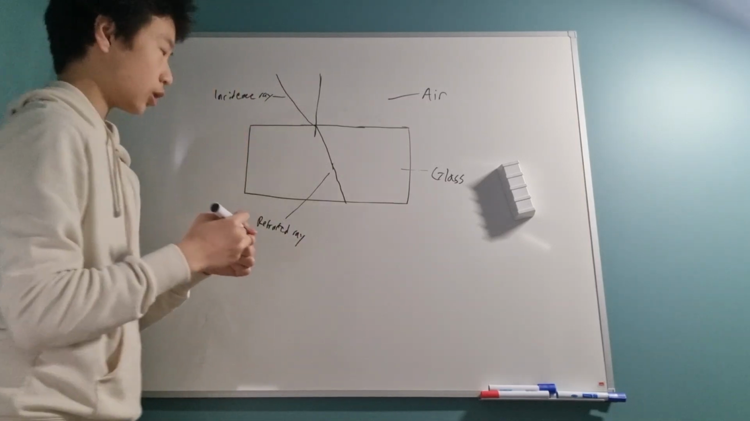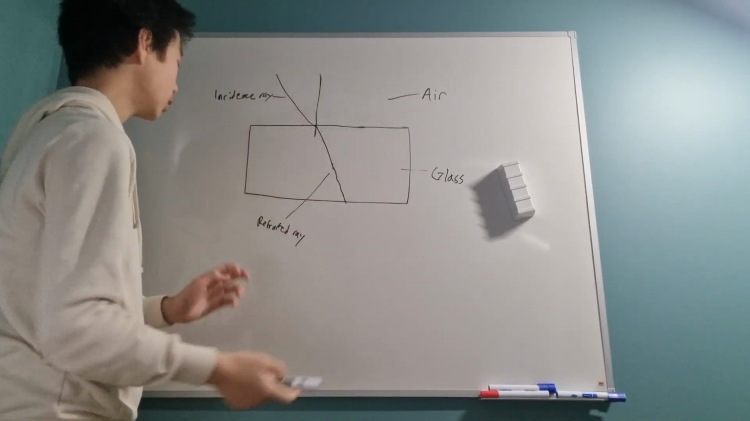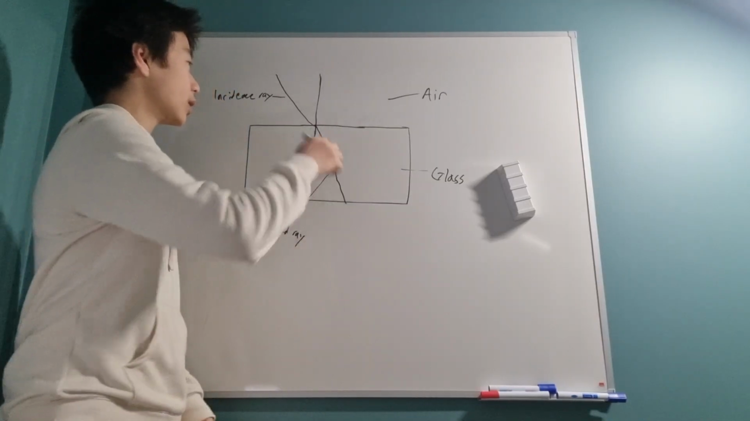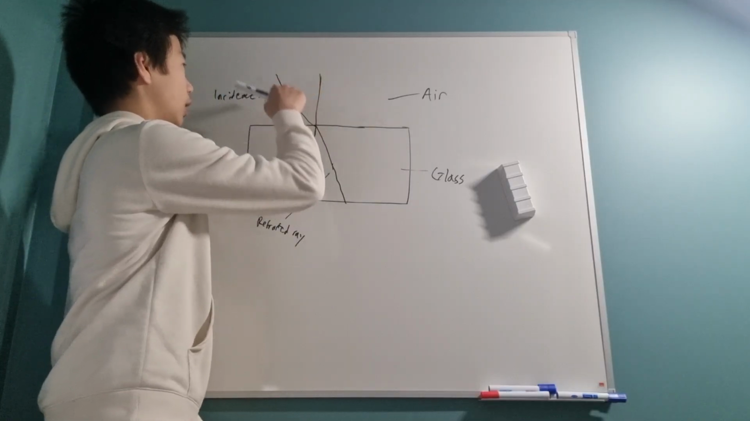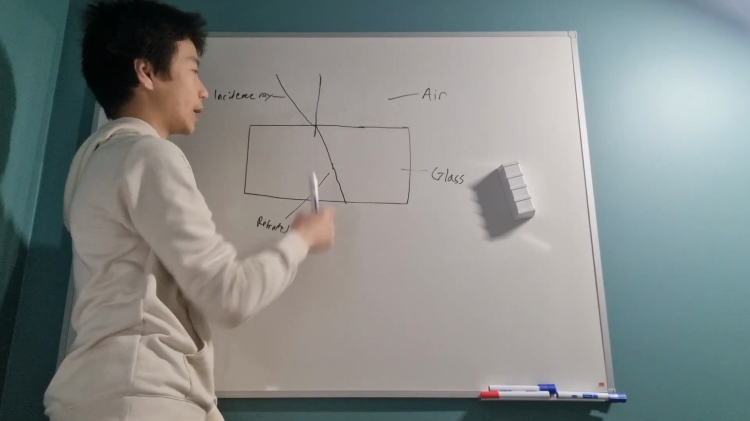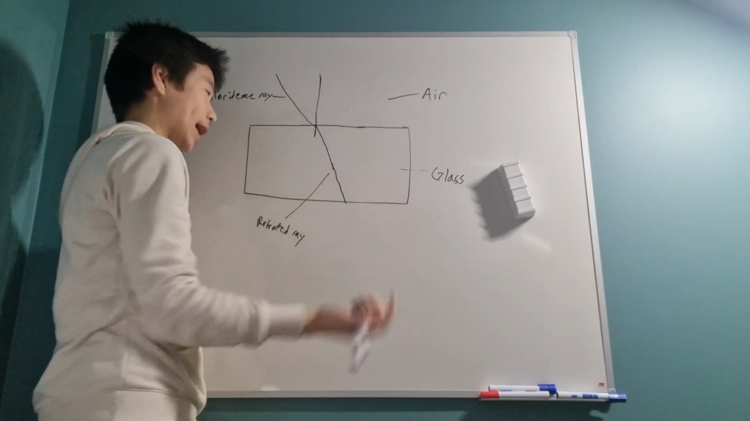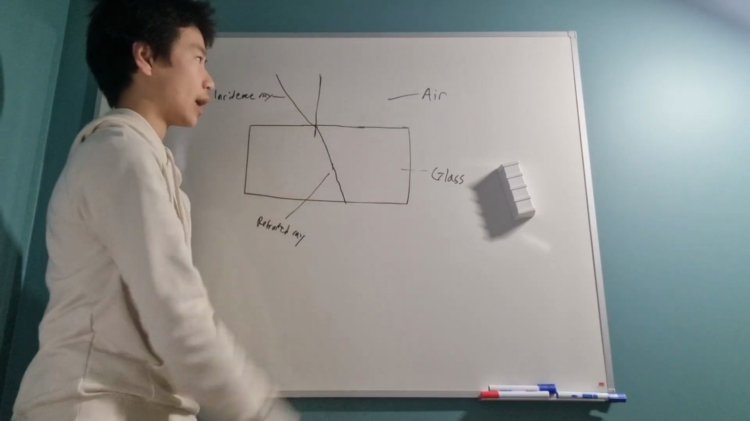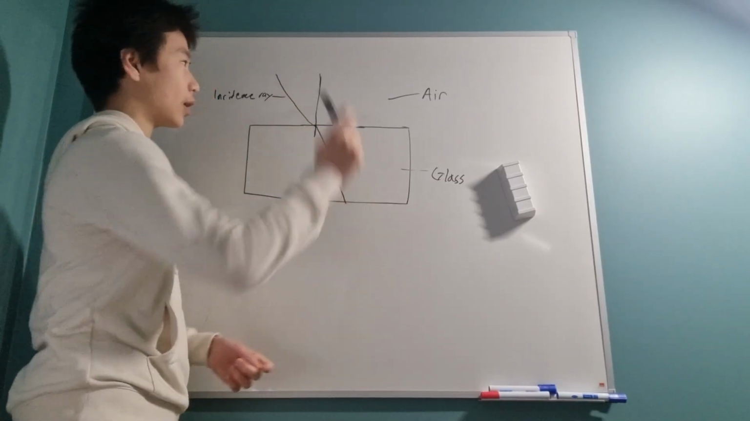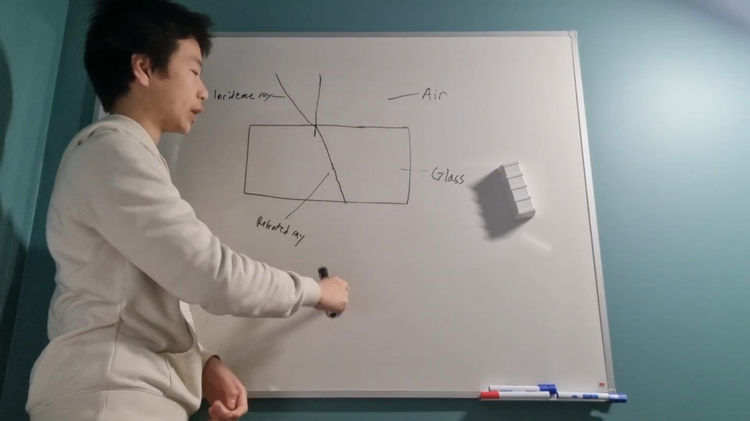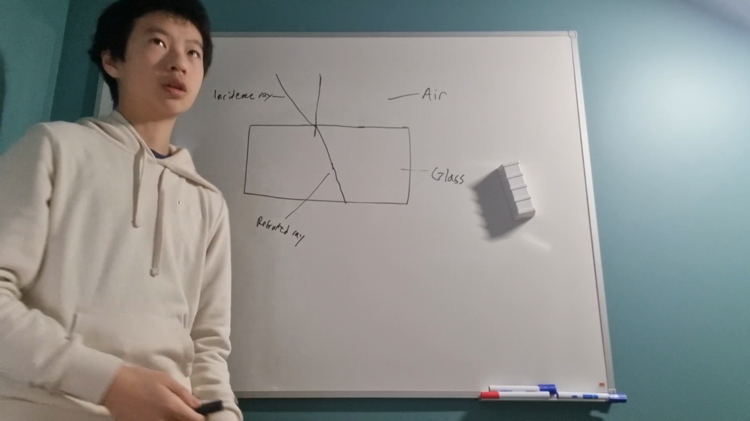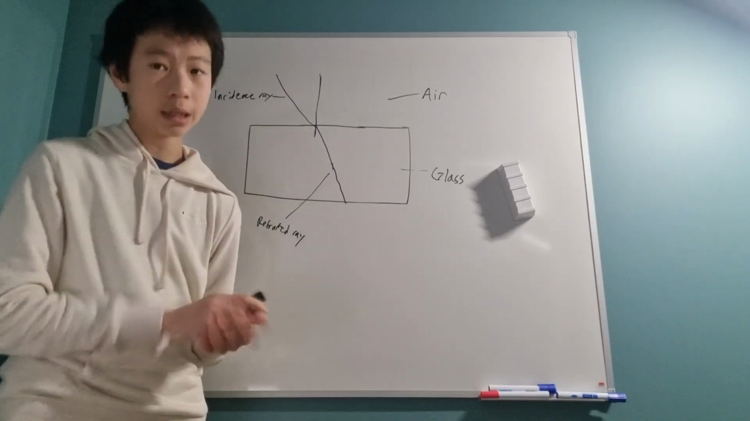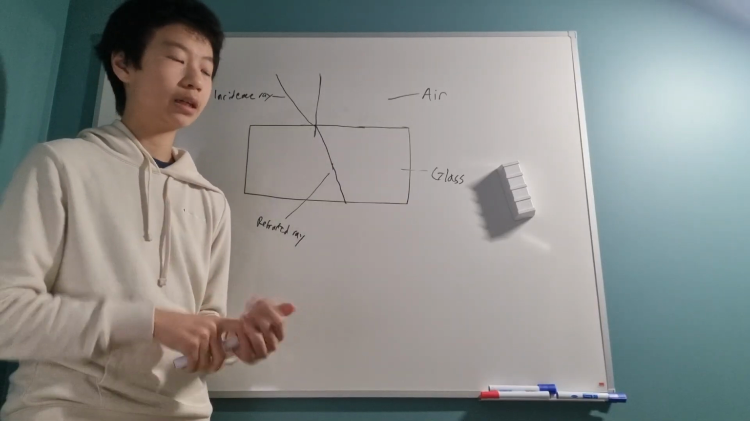Okay, so now we have the incidence ray and the refracted ray. You can see as the light travels, it starts at the incidence ray, and then once it hits the glass, it refracts. In this case, because glass has a higher density than air, light slows down as it's passing in. Now we need to know some other terminology, such as what is the refracted angle and the incidence angle.